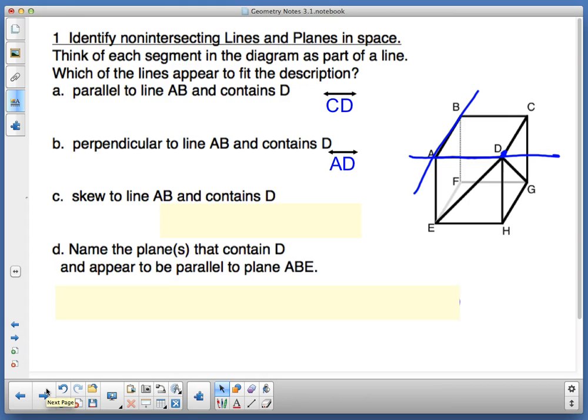Now, I want you to try to answer letter C on your own. Think, what's skew to line AB and contains D? Remember, skew lines don't cross. They're in different planes, and they are not parallel. Those are the requirements for things to be skew.